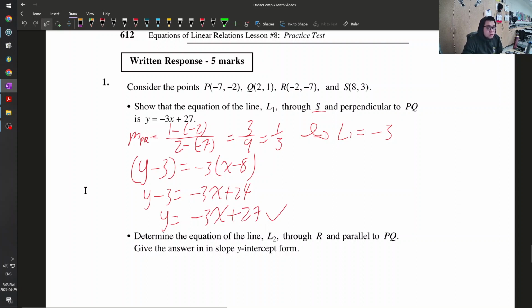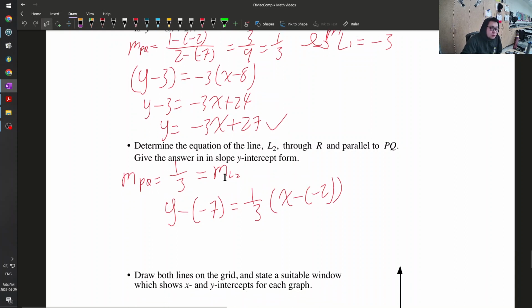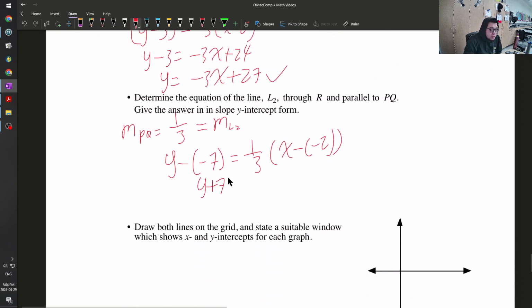Okay, L2 goes through point R and is parallel to PQ. So we found out what the slope of PQ already is. M of PQ is equal to 1/3, and because L2 is parallel to PQ, they must be equal. So the slope of L2 is also 1/3. And what is point R? It is negative 2, negative 7. So I get y minus y1, so y minus negative 7 is equal to 1/3 times x minus x1. Okay, so we get y plus 7 is equal to 1/3 x.